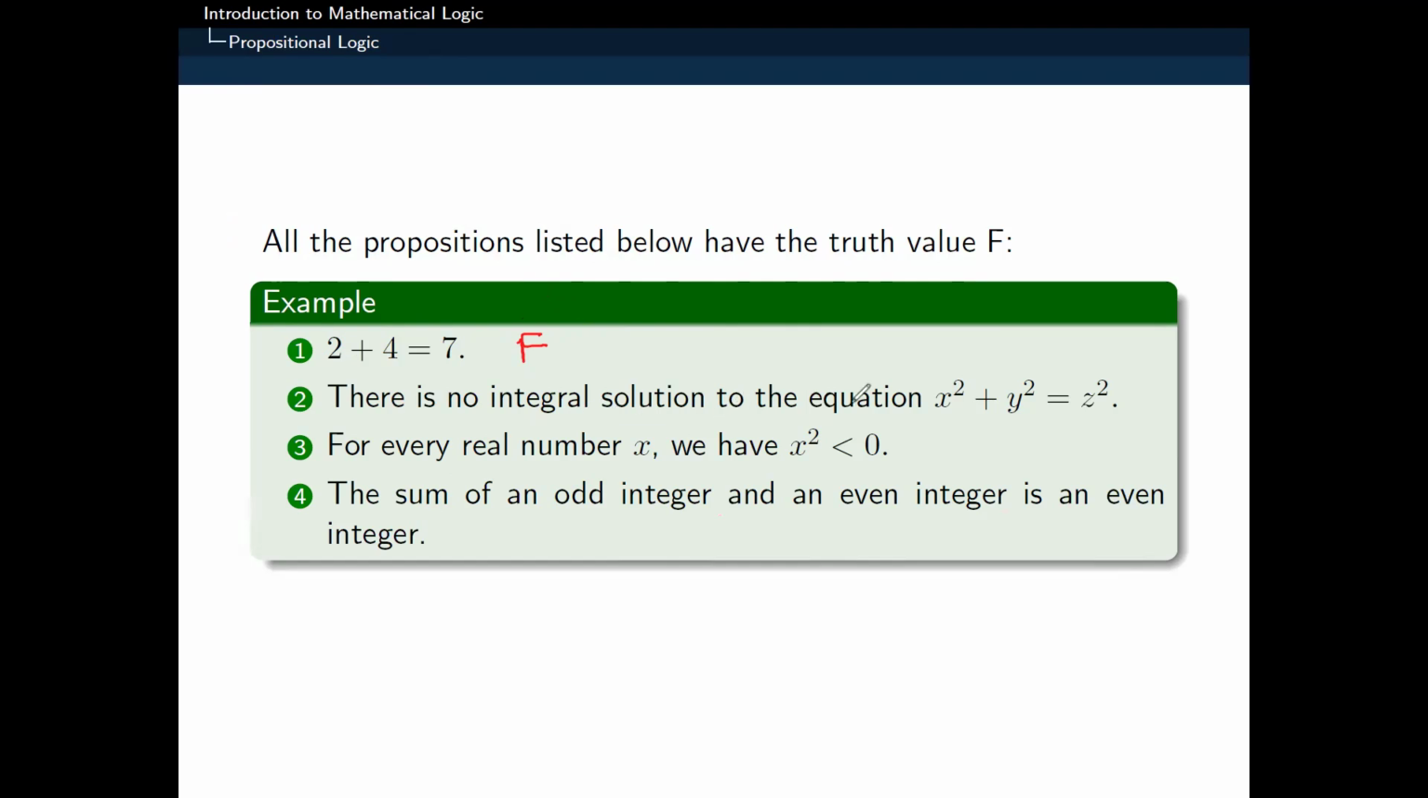There is no integral solution of the equation x square plus y square equal to z square. Again, this is false because I already saw that it has a solution: 3 square plus 4 square equal to 5 square. For every real number x, we have x square is less than 0. This is again false. If you take any real number, its square is never negative. So it should be x square greater than or equal to 0. So this statement is false. So my truth value is F. The sum of an odd integer and an even integer is an even integer. It is again false. In the previous example, you saw that this should be an odd number.